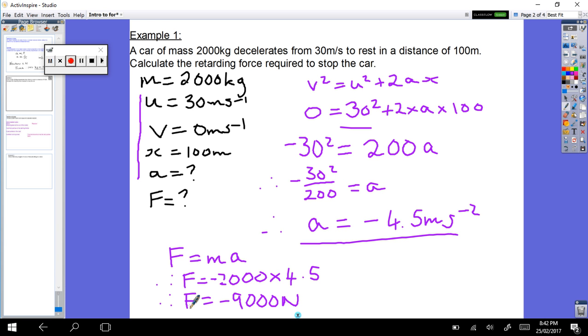However, the question says calculate the retarding force required. So it already knows that it's bringing it to a halt. That's what it's stating by saying retarding force. So when you answer the question, you can leave it like that, or it's probably good to answer with a sentence as well. So you say, therefore, the retarding force is 9,000 newtons. We don't have to put the negative in because we're stating that it is a retarding force. If we just said the force required to stop the car, then we would say it is negative 9,000 newtons. But because we're already defining it as the retarding force, we can just say it's 9,000 newtons.